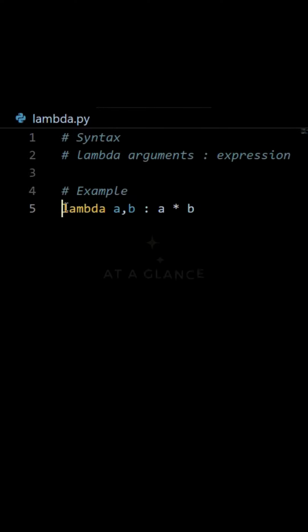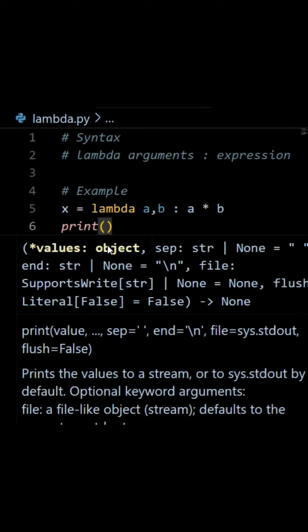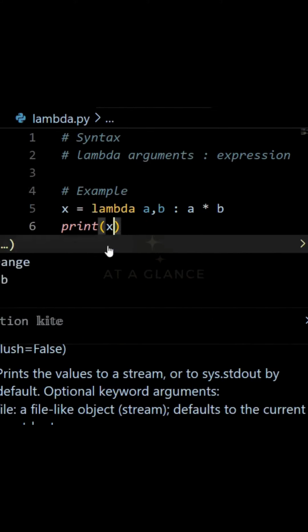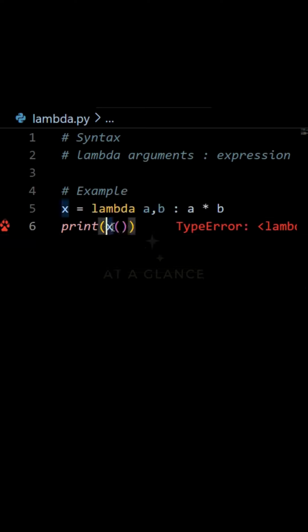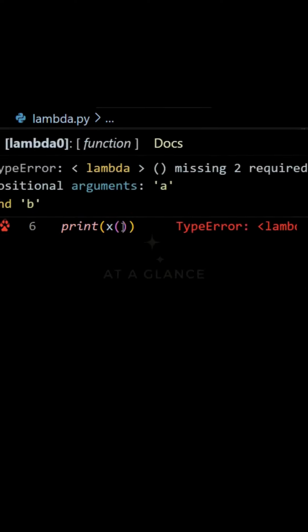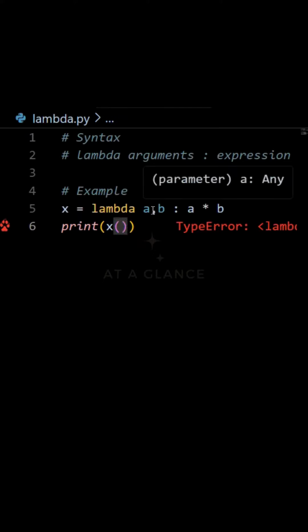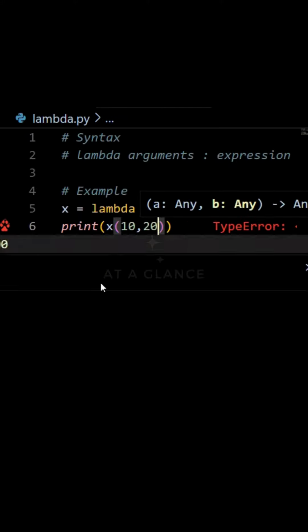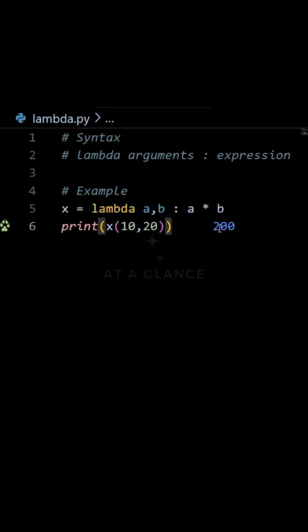We can store this particular lambda function in a variable, say x. Now we can call this lambda function with the name of this variable x. So let's say if I print this x function, basically now this x variable can take arguments the same way as a function takes. Now inside this I can pass two arguments, let's say 10 and 20, and this will give me the answer as 200, which is the multiplication of these two numbers. So I hope it is clear how we can use this lambda function.